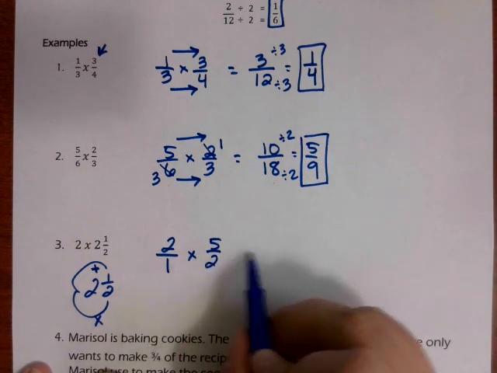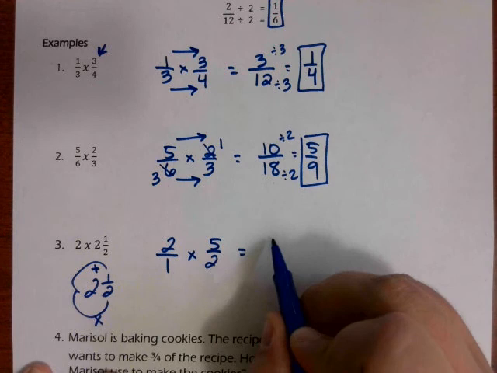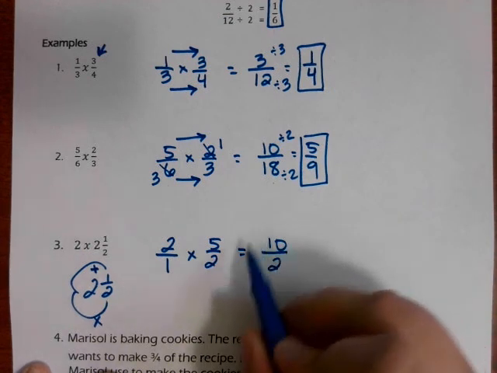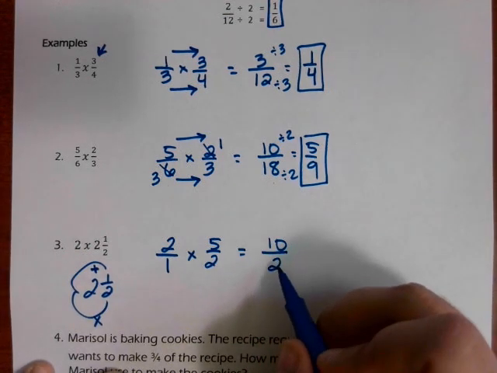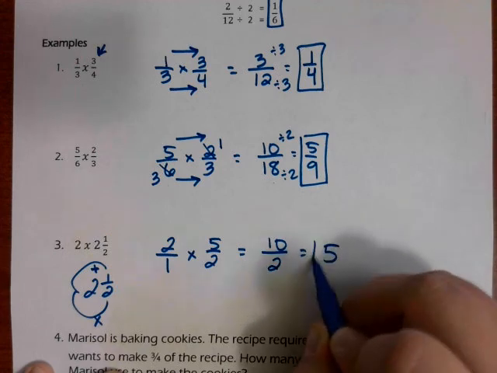And now we can multiply straight across. 2 times 5 will get me 10. Multiply the bottom, the denominators. 1 times 2 will get me 2. This is an improper fraction, so we don't want to leave it as an improper. 10 divided by 2 will actually get me 5.